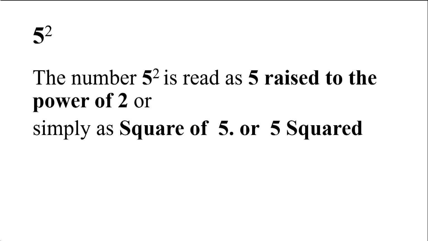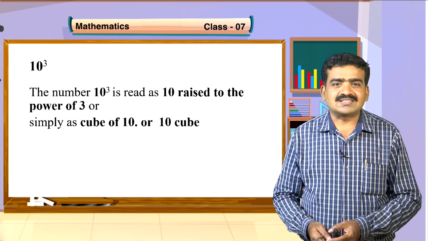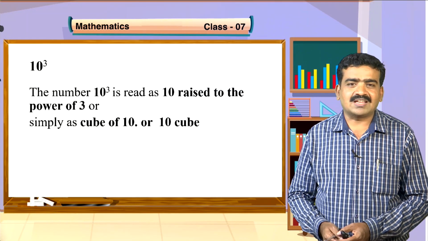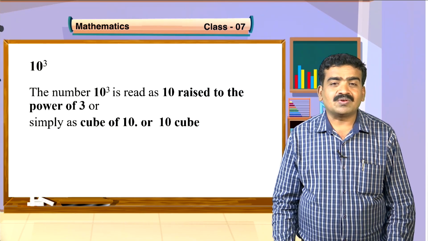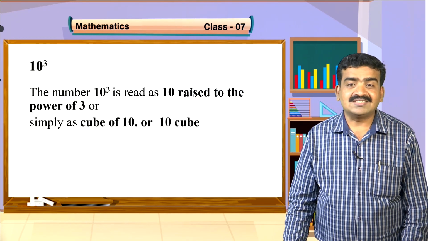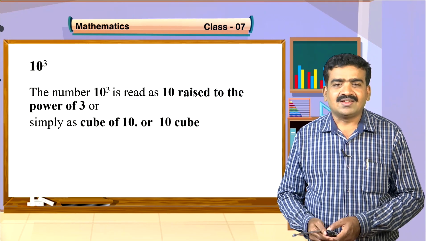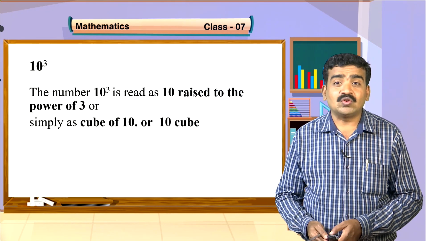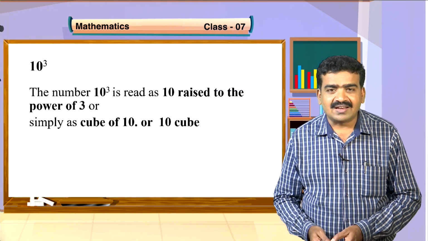Similarly, 5 to the power of 2 can be read as 5 raised to the power of 2, or simply we can say square of 5 or 5 squared. Similarly, 10 to the power of 3 can be read as 10 raised to the power of 3, or simply we can read cube of 10 or 10 cube.